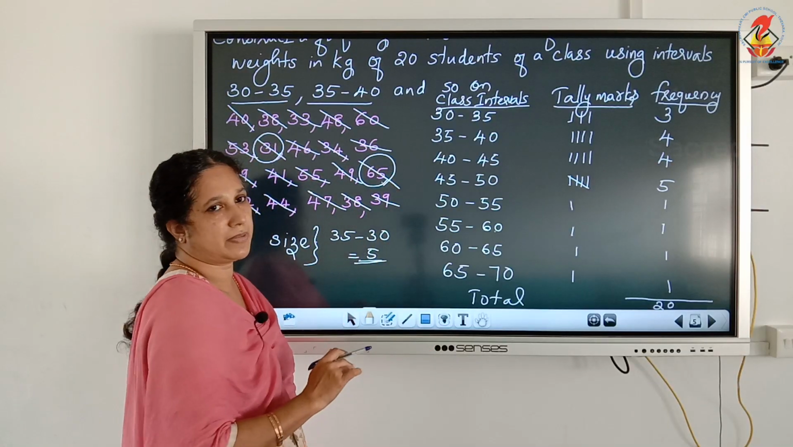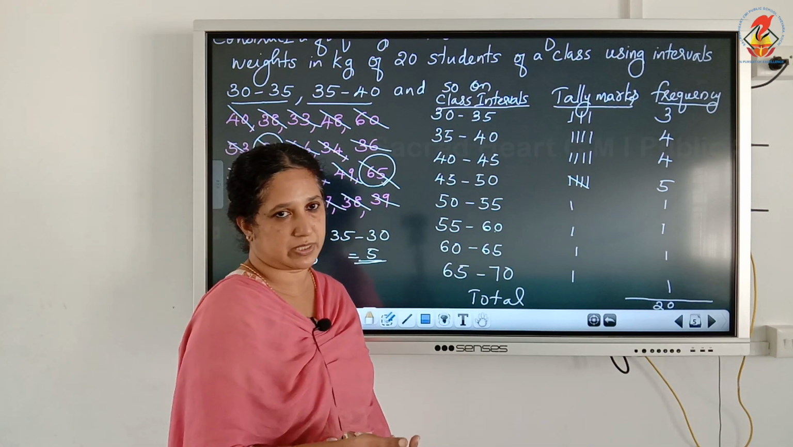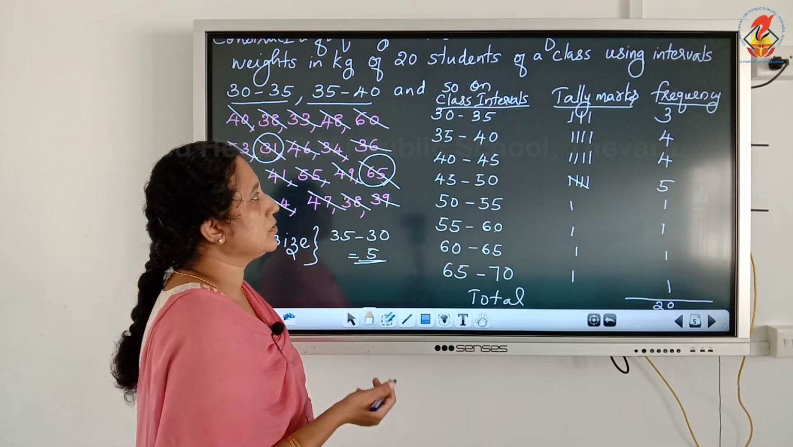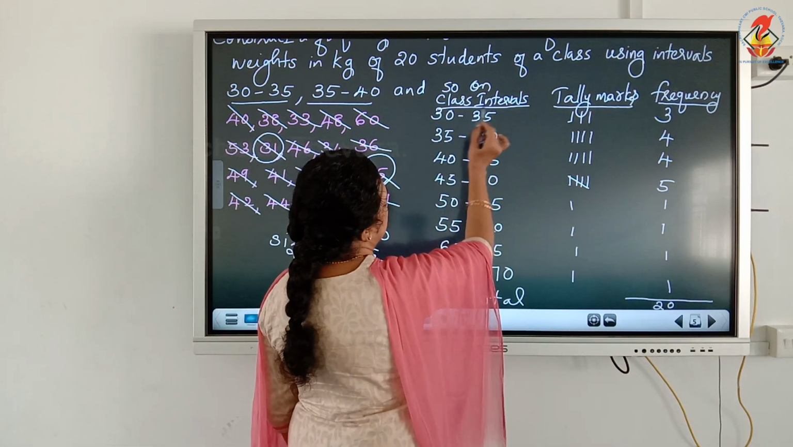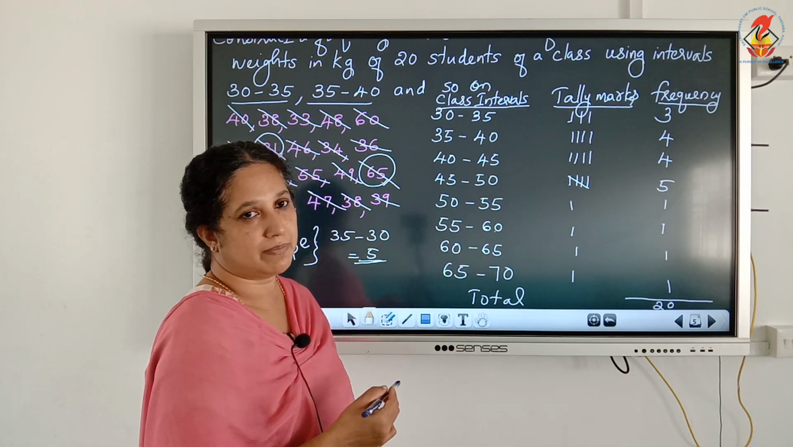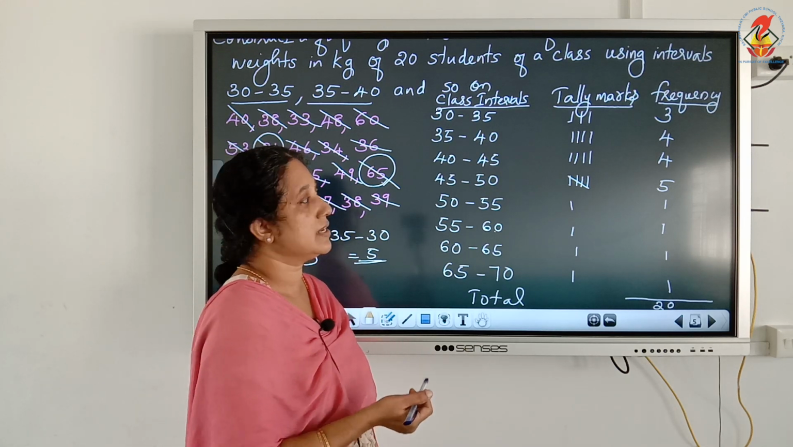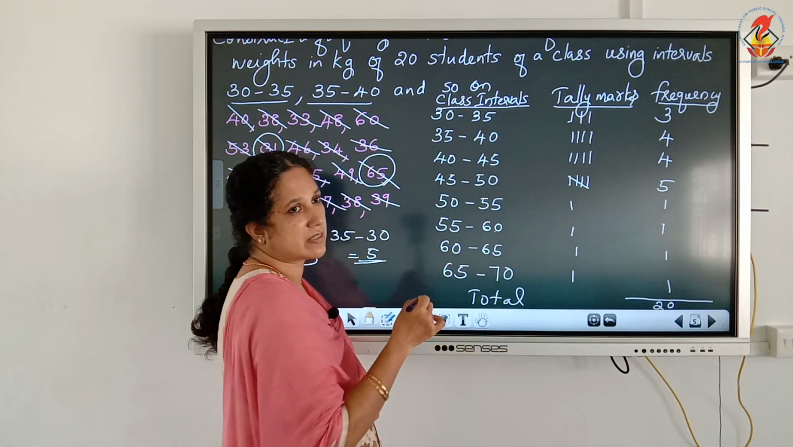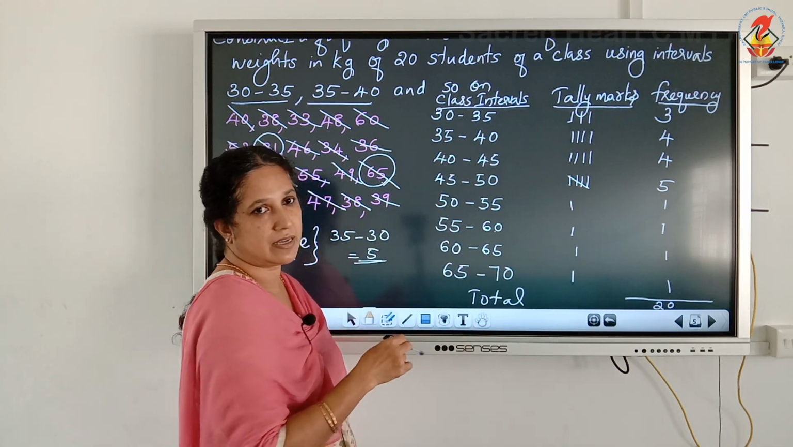In this way we can make the table, and this frequency distribution is known as grouped frequency distribution, because we divided the data into different groups, and each group we call a class interval. The first column is under the heading class intervals, the second is tally marks, and the last is frequency, which means how many times a particular entry occurs. The frequency of the class interval 30 to 35 is 3. 30 is the lower class limit and 35 is the upper class limit.